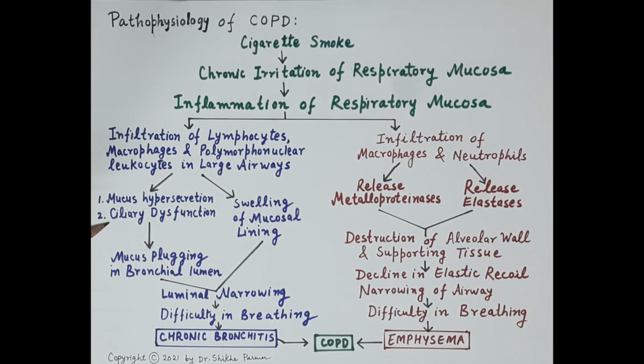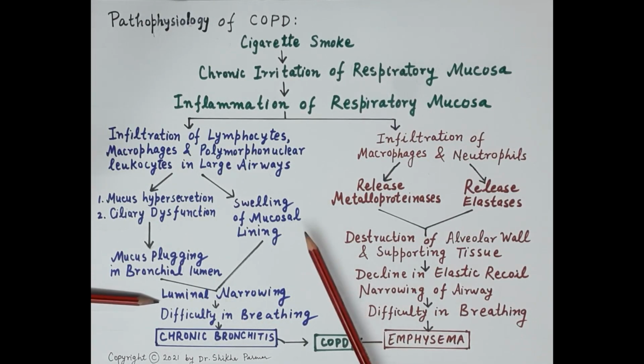And apart from this, there is ciliary dysfunction. As we know, the mucosa of the bronchi is made up of ciliated columnar epithelial cells, and the function of cilia is to remove mucus from the lumen. Because of the ciliary dysfunction, ciliated columnar epithelial cells are unable to remove mucus from the bronchial lumen, and further there is formation of mucus plugs. So on one hand there is excessive secretion of mucus, on the other hand there is ciliary dysfunction, and this results in the formation of mucus plugs in the bronchial lumen, and that causes narrowing of the bronchial lumen.